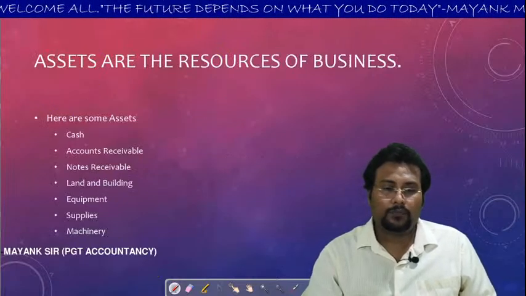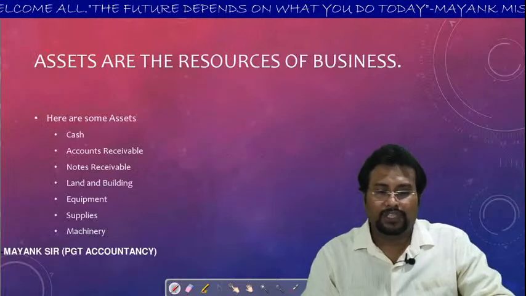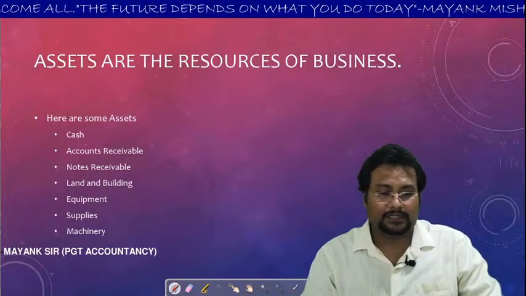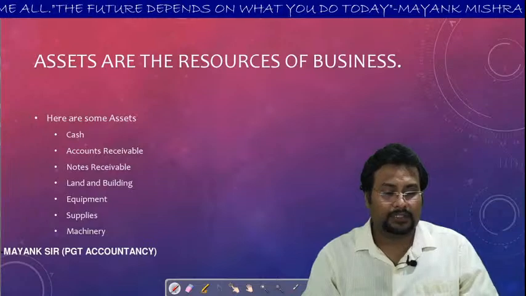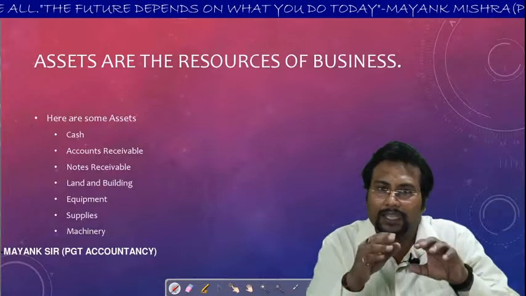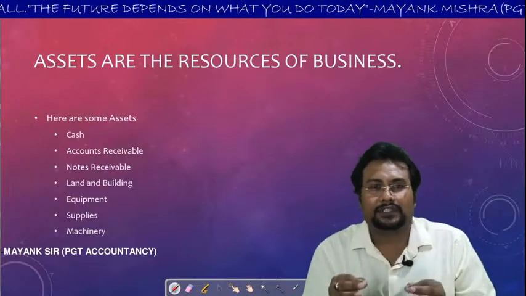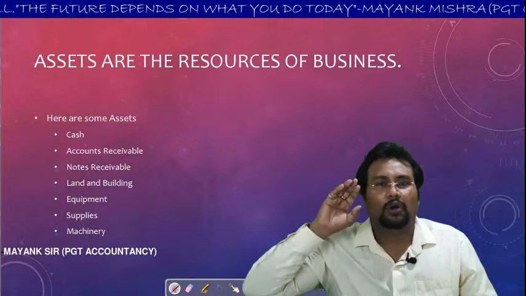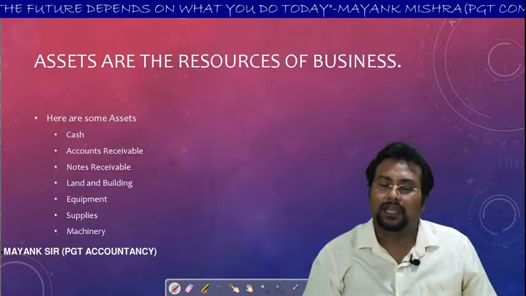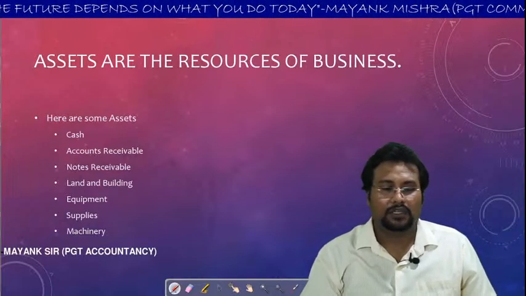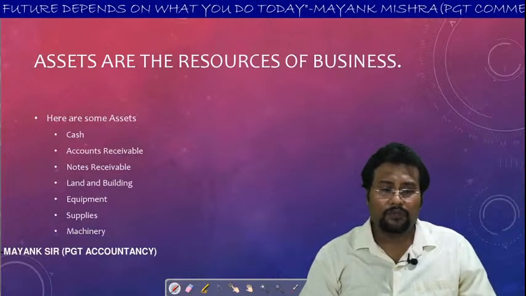Now what we will do, these are the assets: cash, account receivable, note receivable, land, building, equipment, supplies, and machinery. Either you can learn it, or you can keep one simple concept: all future receipts and all properties will be considered as assets.